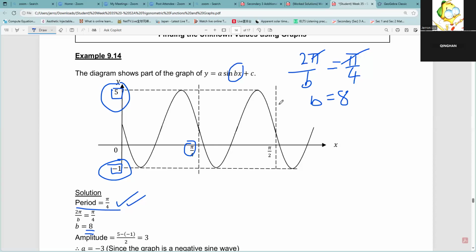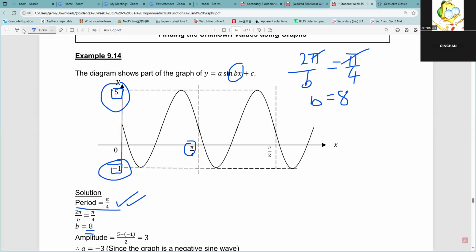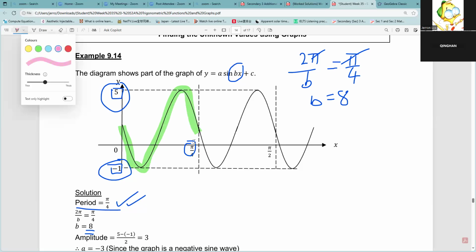Can you follow? Is it they gave us the pi over 4? No. Like I mentioned, no. For this question, no. You have to observe that it repeats at pi over 4. How do you know? Let me share with you how come. You have to observe from here, it goes and then continues again. It repeats itself.